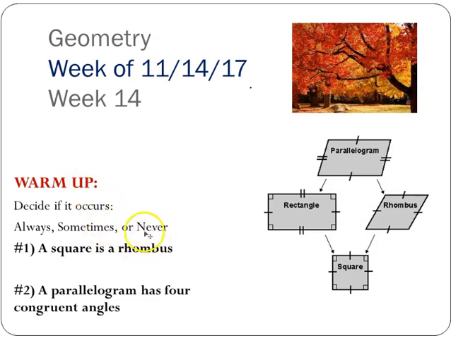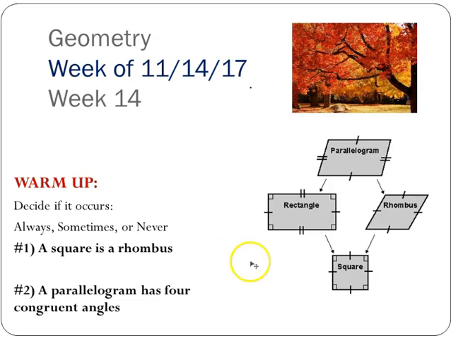Let's look at the warm-up questions. So what I want you to do is use this chart to answer these questions with sometimes, always, or never. So first, is a square a rhombus? Is that sometimes, always, or never? And then a parallelogram has four congruent angles. Is that sometimes, always, or never? So go ahead and click pause and try to answer these questions on your own, and then when you're ready to check your work with mine, click play.